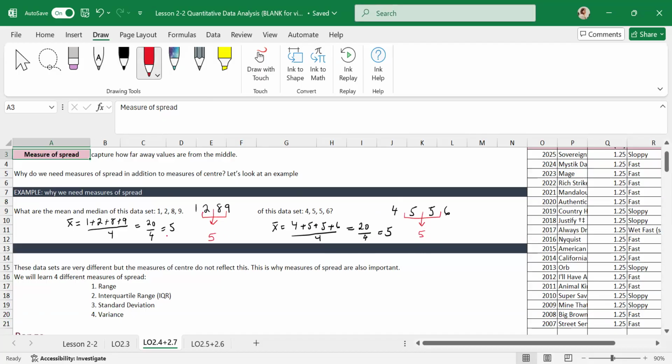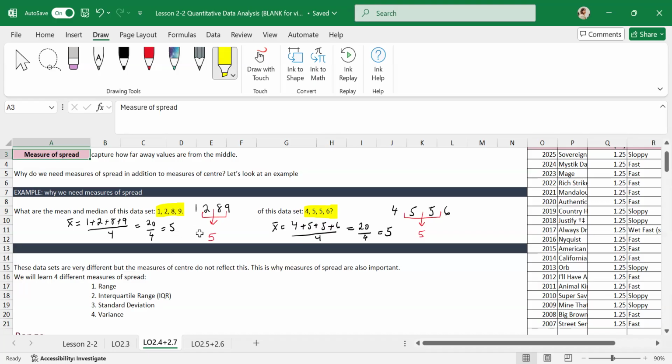So these two data sets actually have both the same mean and the same median. If we only reported the mean and the median, there'd be no way to tell these two data sets apart. But when you look at the individual numbers, 1, 2, 8, 9 versus 4, 5, 5, and 6, the data sets are quite different. This one is quite spread out, where the numbers go from 1 to 9, and there's no duplicates. This one, the numbers only go between 4 and 6, and the number 5 is duplicated twice. They're not the same data set, but they do have the same measures of center. So this is why measures of spread are also important.